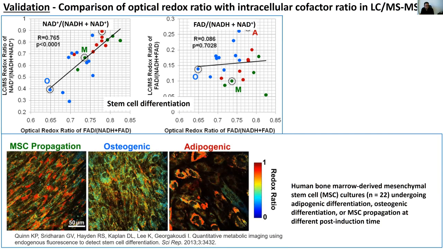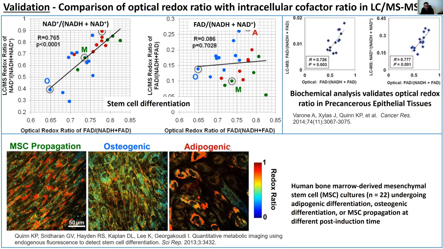Now, in terms of imaging, and this is the paper, you can look at MSC propagation, osteogenic and adipogenic, and you have very different redox ratios. You can see the subcellular differentiation here, and I'll come back to that in a second. Another paper that looked at it is from Kyle's lab again, which looks at the optical redox ratio in precancerous epithelial tissue. I'll come back to this precancerous epithelial tissue again.